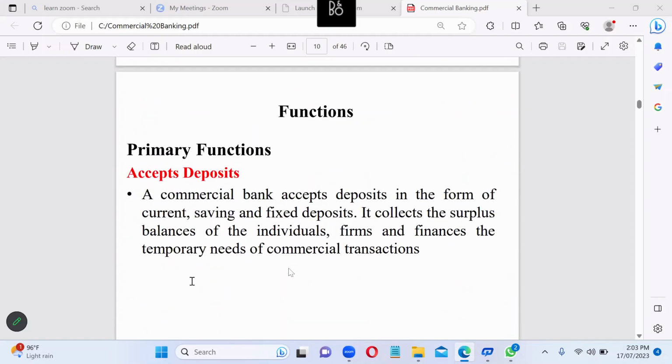Now we are going to see that the functions are divided into three categories, as I already said in the introduction. The first one is the primary function, the second one is the secondary function, and finally the agency function. What is the primary function? It is accepting deposits.